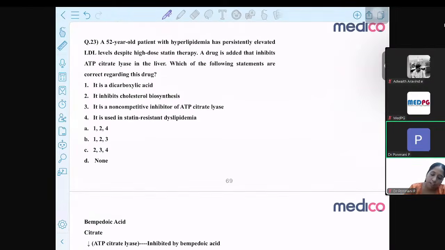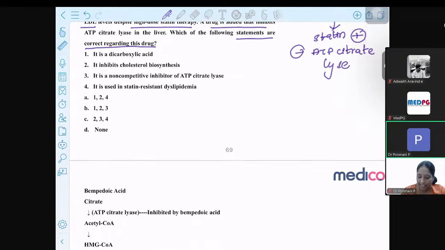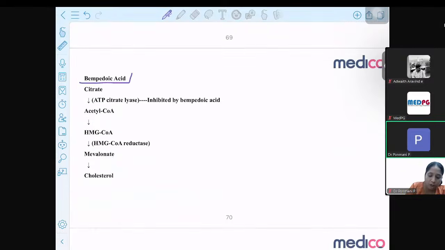A 52-year-old patient, she has hyperlipidemia with elevated LDL levels and she is on a high dose statin. So the patient is having increased LDL and she started on statin. Now a drug was added which inhibits the ATP citrate lyase. So which of the following statements regarding this drug is right? Okay. So the drug which inhibits this enzyme is nothing but bempedoic acid.